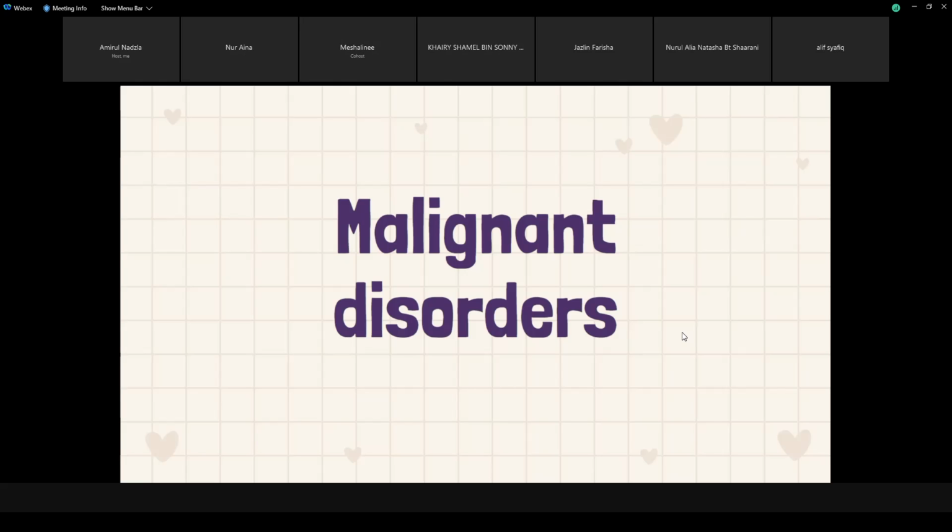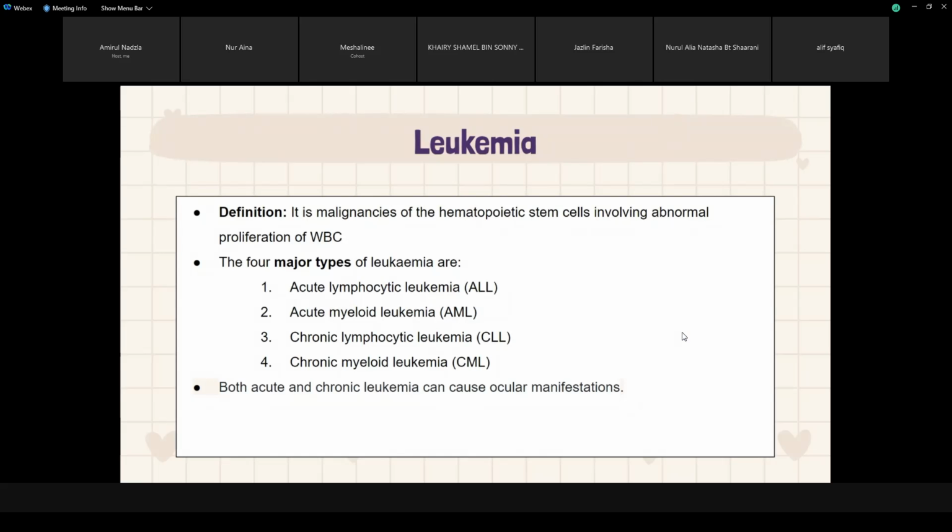So next, I will present on malignant disorders. For this topic, I will focus on leukemia. Next. So for a brief introduction, leukemia is a malignancy of the hematopoietic stem cell involving abnormal proliferation of white blood cells. There are four major types of leukemia, which are ALL, AML, CLL, and CML. Both acute and chronic leukemia can cause ocular manifestation. Next.